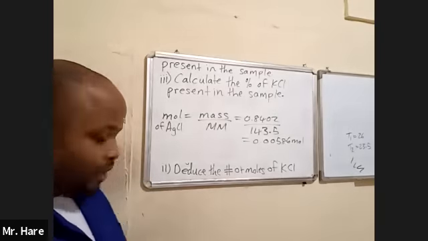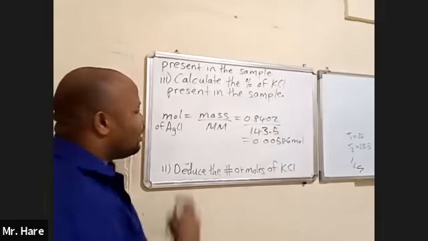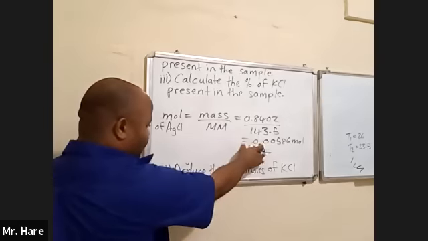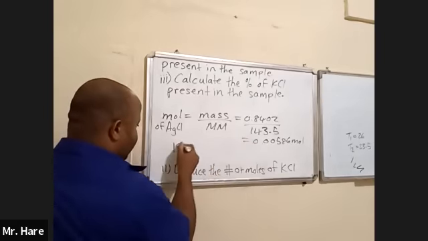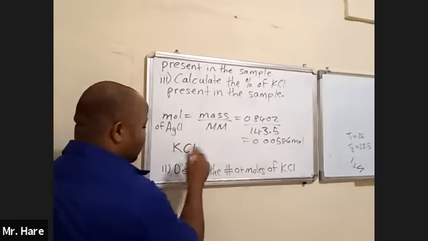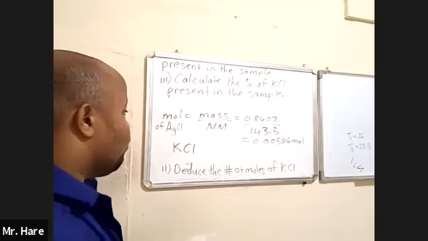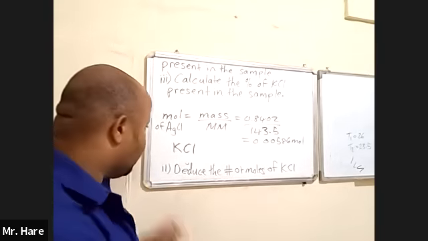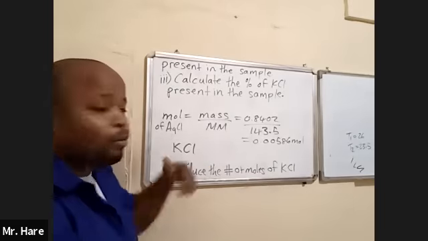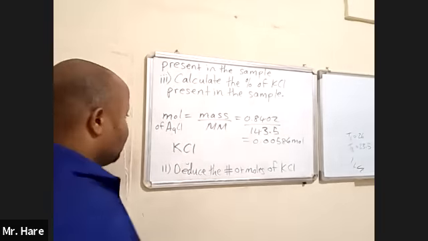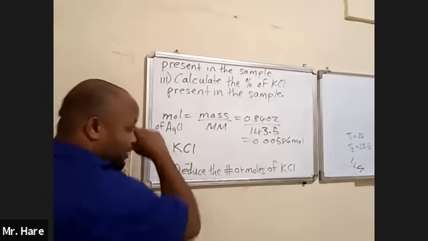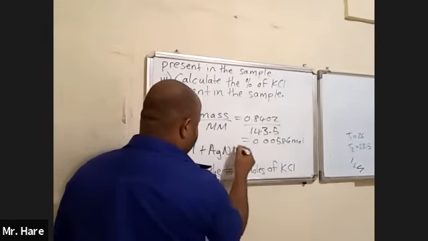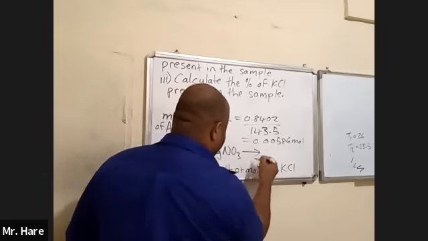So the number of moles of KCl, to do that, and if you remember the 4 steps, after you calculate the moles of the precipitate, then we go to the balanced equation. Now, for this question, we are not interested in the chloride ion. We are interested in the entire potassium chloride. So it would be potassium chloride reacting with the silver nitrate. And what would be the product?